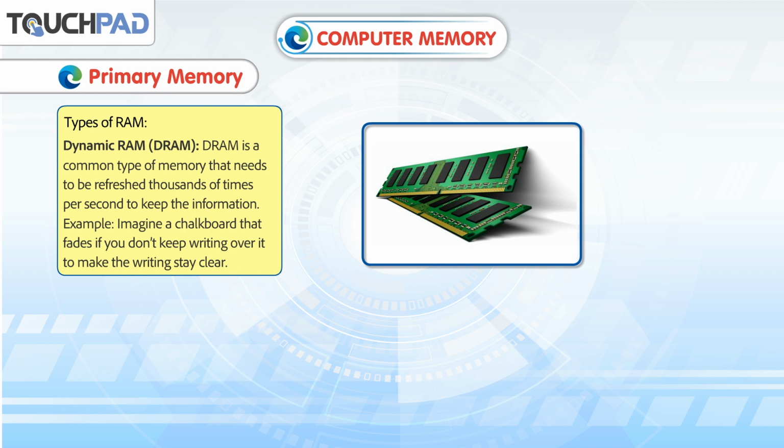Dynamic RAM, DRAM. DRAM is a common type of memory that needs to be refreshed thousands of times per second to keep the information. Example, imagine a chalkboard that fades if you don't keep writing over it to make the writing stay clear.